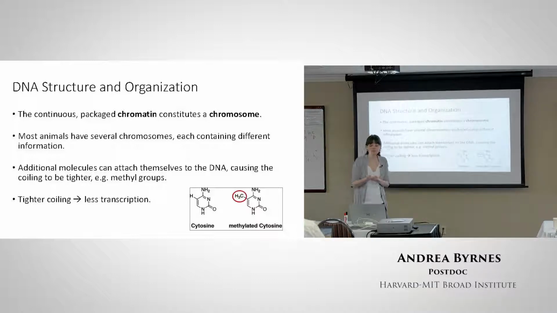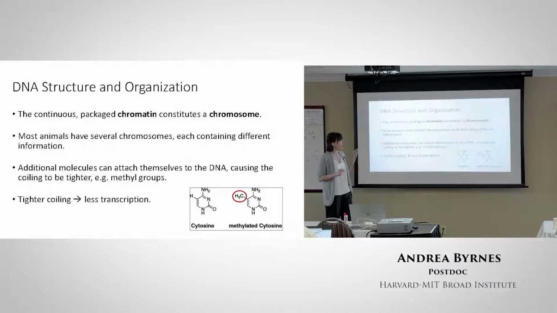And so this continuous packaged chromatin, chromatin is the packaged version, is called a chromosome. So it's one continuous piece of DNA, and it's packaged in this way. Most animals have several chromosomes, each containing different information.